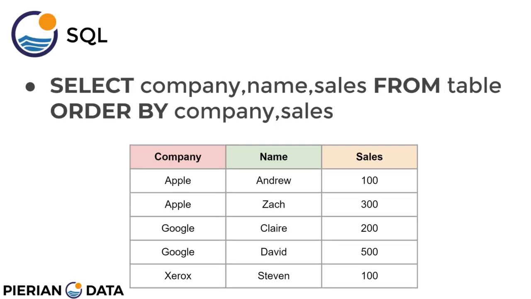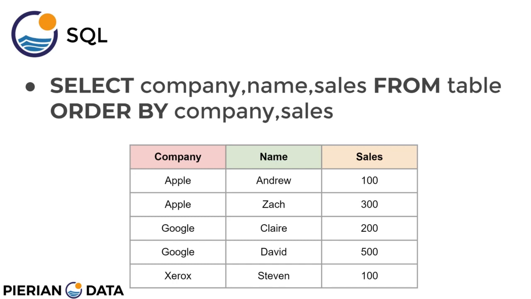So if we were to actually order by 2 columns here, we could select the company column, the name column, and the sales column in that order from this table, and then we order by company and then order by sales. What does that actually mean? Well, it means we sort everything first based off the company column. So notice we have Apple coming in first in alphabetical order, then Google, and then Xerox. And then the corresponding names also get lined up.